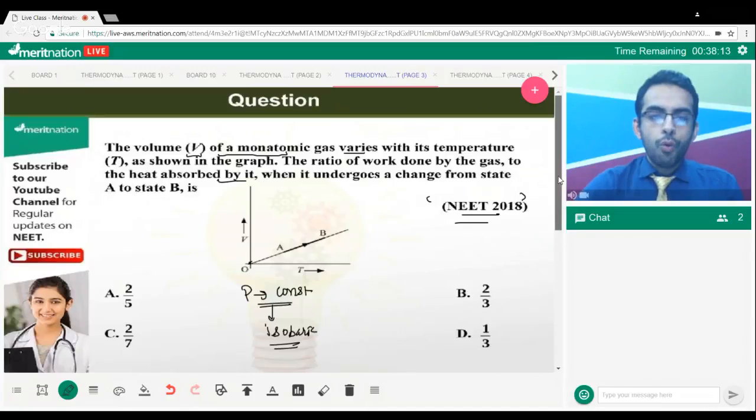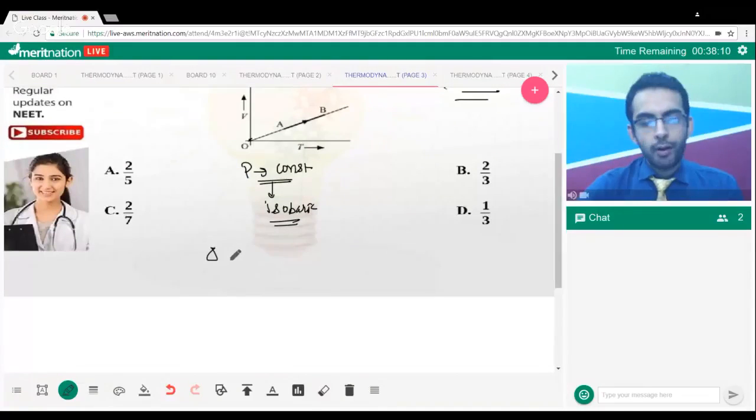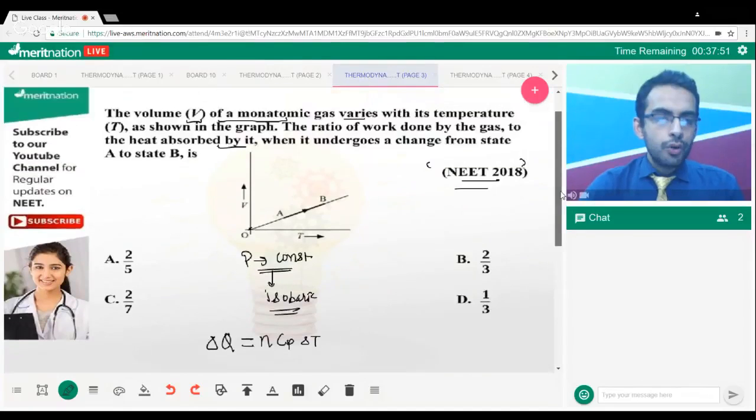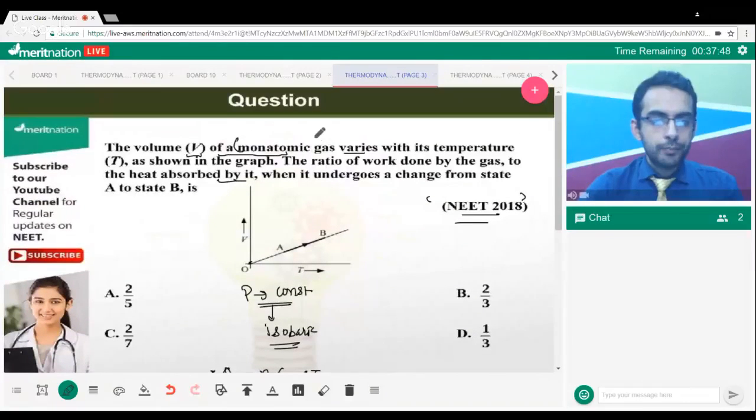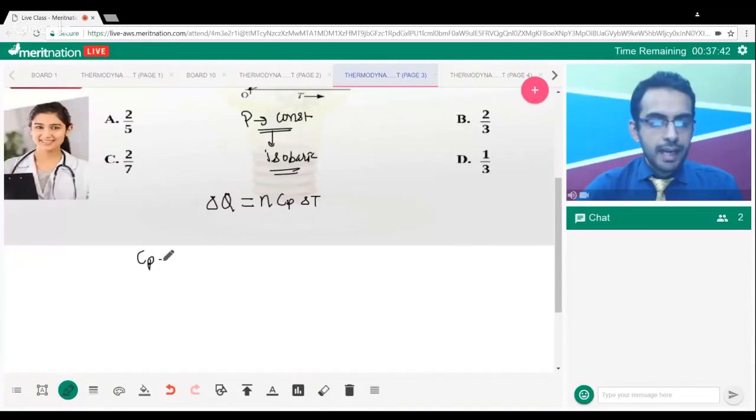So what is delta Q for an isobaric process? Delta Q for an isobaric process is equal to n Cp into delta T, where n is the number of moles, Cp is the specific heat at constant pressure, and delta T is the change in temperature. What type of gas is that? It's a monatomic gas. So what is the value of Cp for a monatomic gas? Cp for a monatomic gas is equal to 5 by 2 into R.